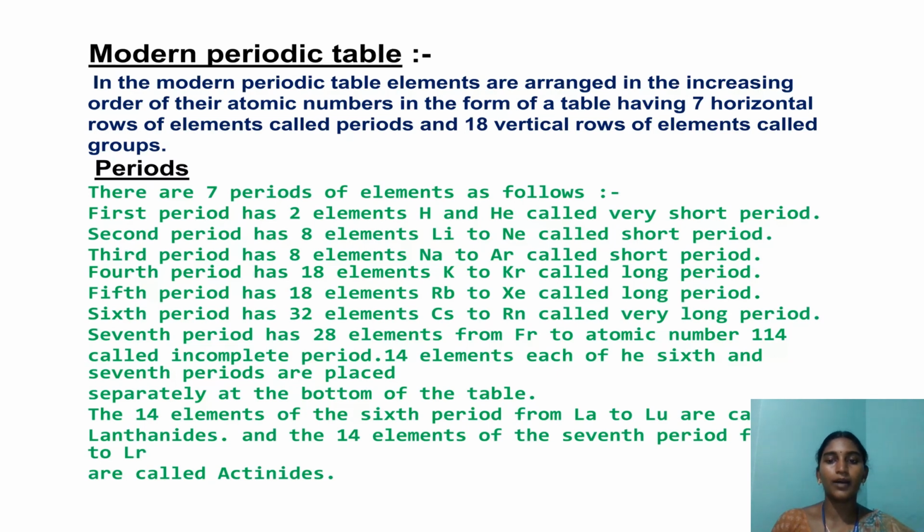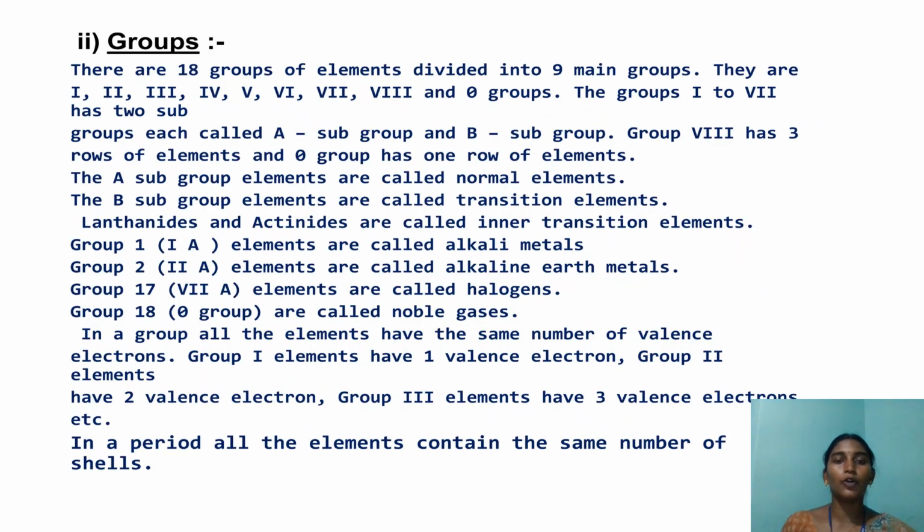Then the second period, lithium to neon. Third period, sodium to argon. And the fourth, fifth, and sixth periods. Then groups. There are 18 groups of elements, divided into 9 main groups: 1, 2, 3, 4, 5, 6, 7, 8, and 9, and zero groups.